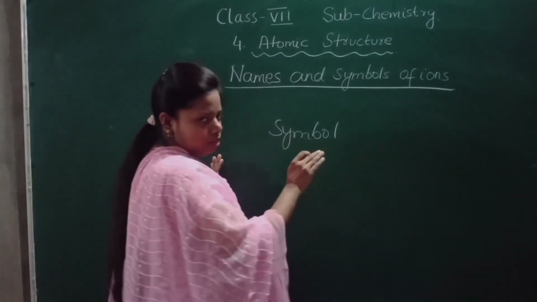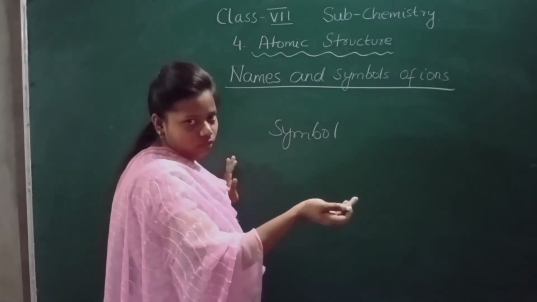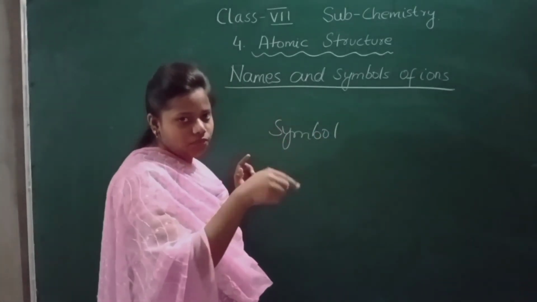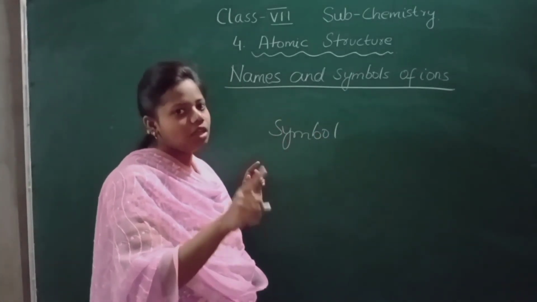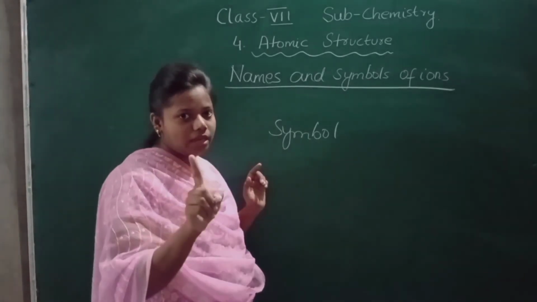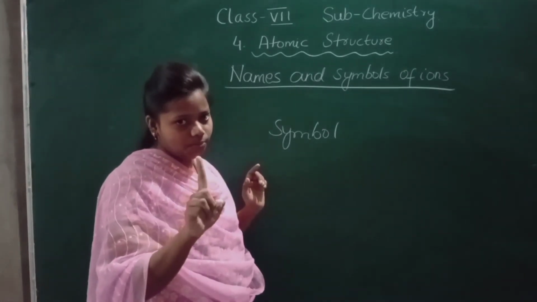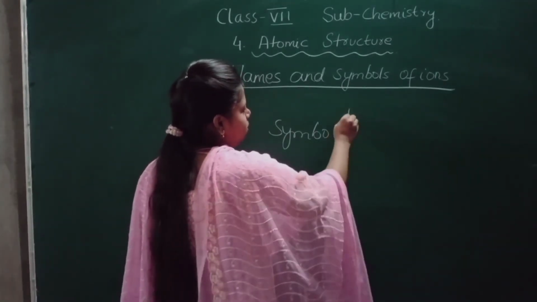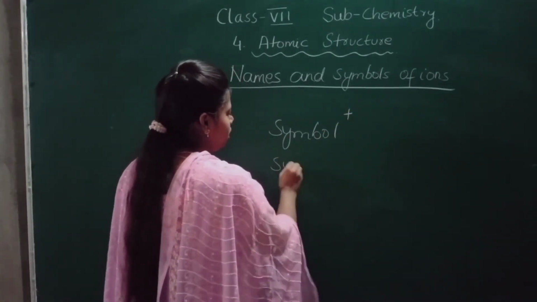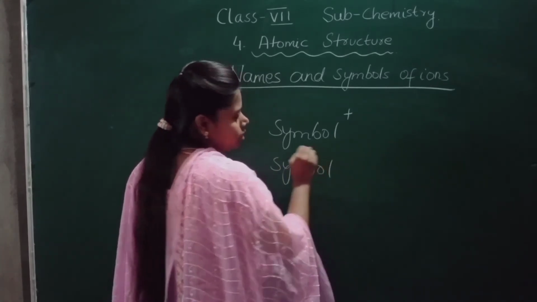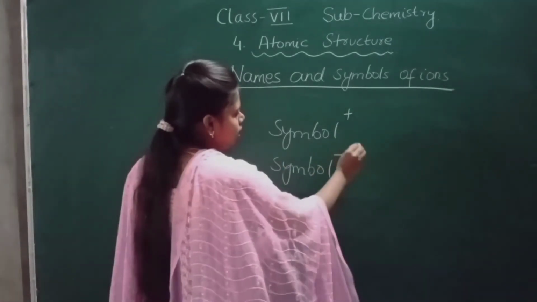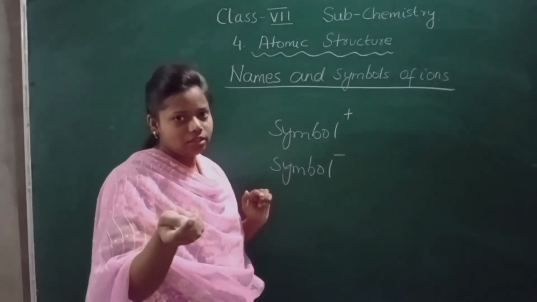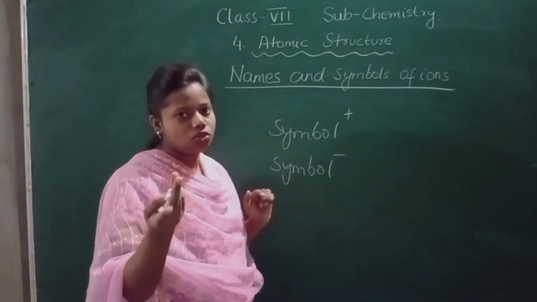After writing the symbol, what will you do? You write the charge, whatever charge it has. If it has a plus charge, you will write plus. If it is a minus charge, you will write minus. But if it is +1 or -1, you will not write 1, you will just write the charge. If it has +1, you will write the plus sign. If it has a minus charge, you will write the minus sign, not 1. But if it has a charge of 2 or 3, how will you write it?